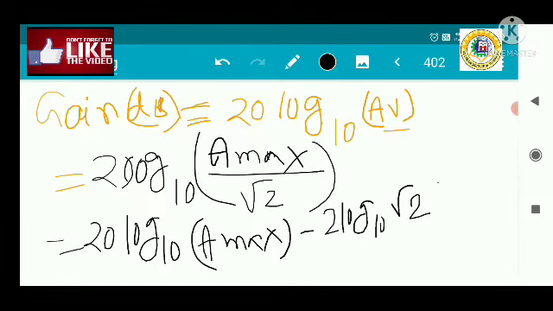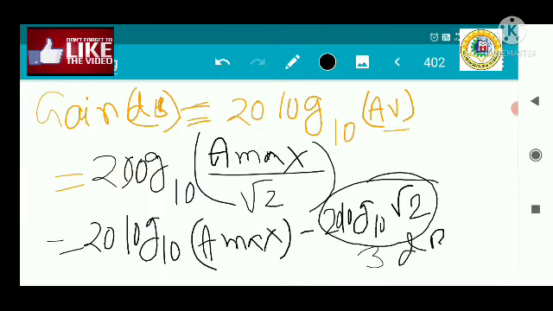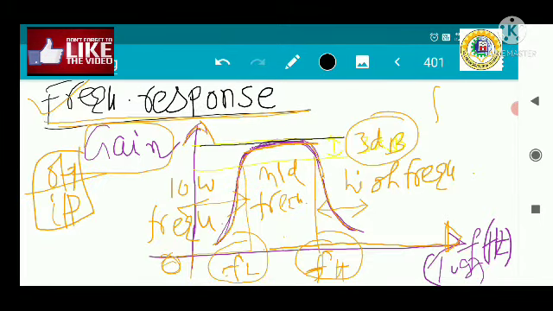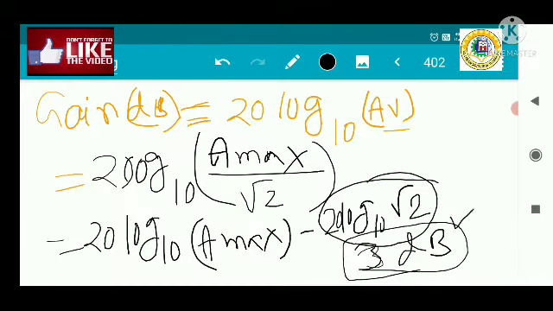So this 20 log 10 root 2 is nothing but 3. So this is your 3 dB. If you calculate this, it comes out to be 3. So this is your 3 dB. That means if the gain is at its maximum, and from there you go down by 3 dB, then this intersection is known as your cutoff frequency. Okay, so this is the definition of the cutoff frequency.